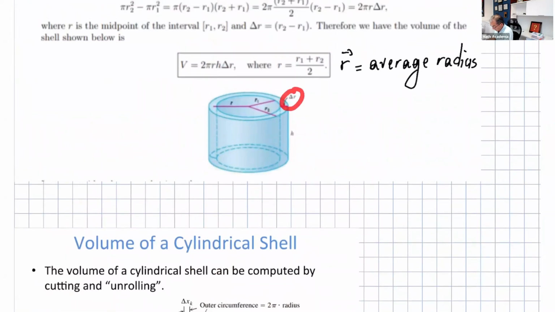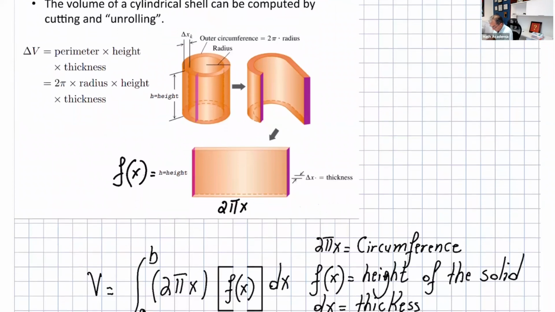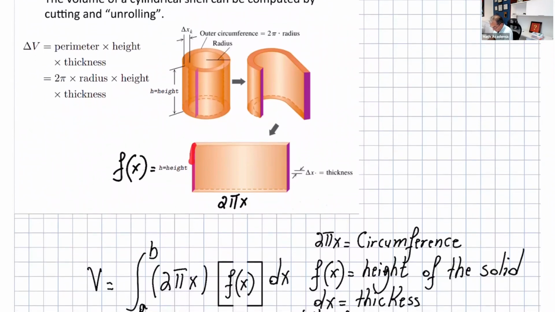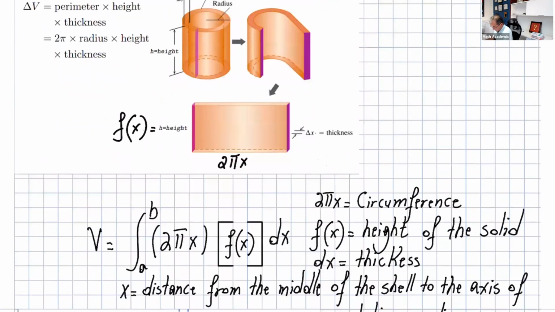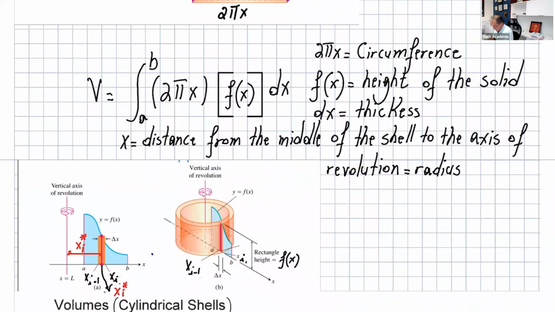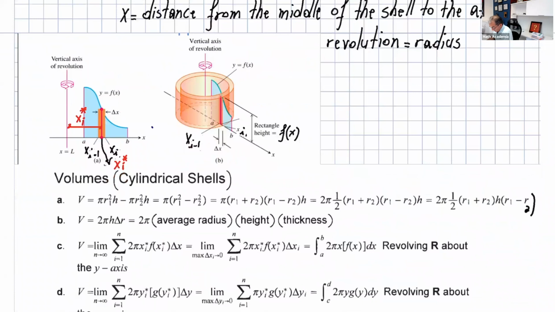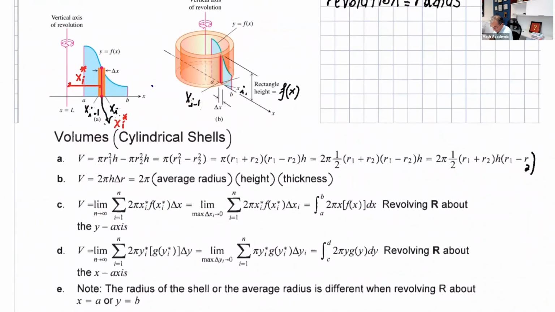When we deal with functions, we use delta x. And just remember the height here is our function, f of x, and of course the perimeter is 2 pi x. Now, if you want to find the volume, let me go over this, then I'll come back and show you that formula. We have a function here. This is our function, y equals f of x. We revolve that about the x-axis. So the x-axis is the axis of revolution.